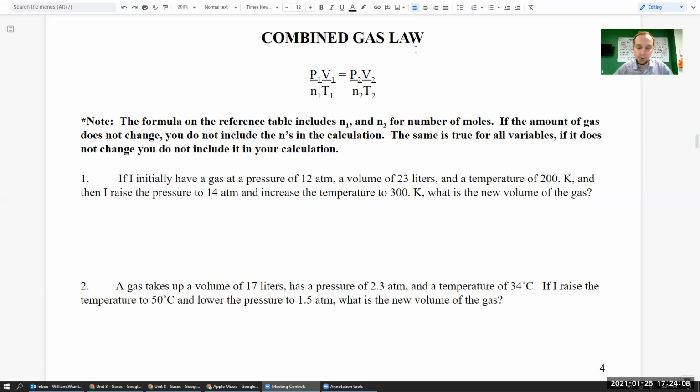All right, so let's try this. Again, that is also on the formula chart, of course. They give you the combined gas law. You do not need to memorize it.